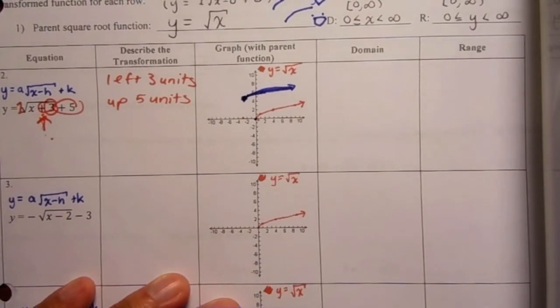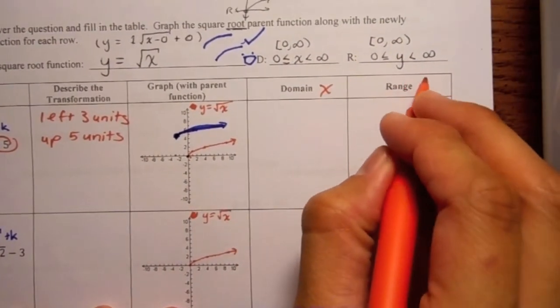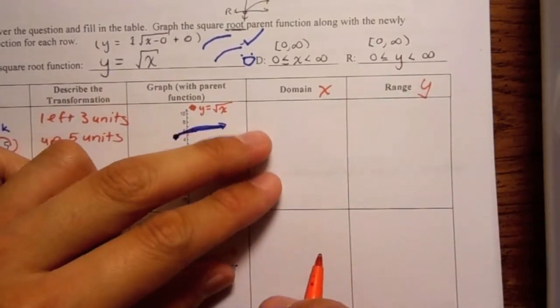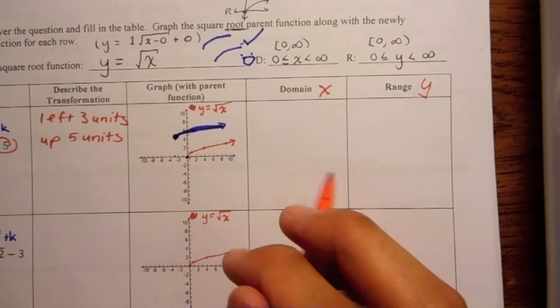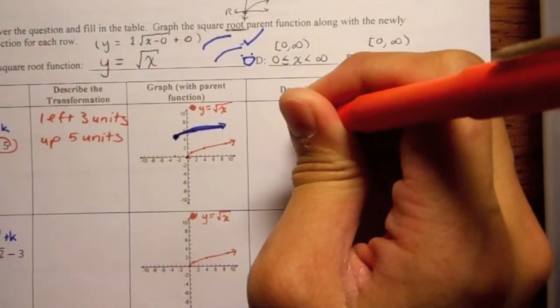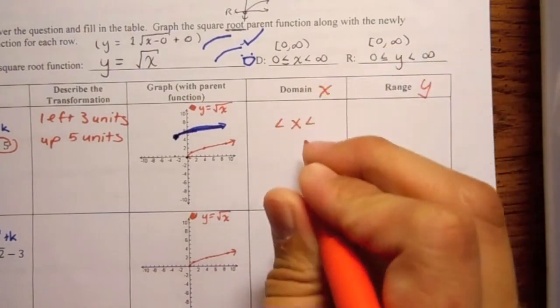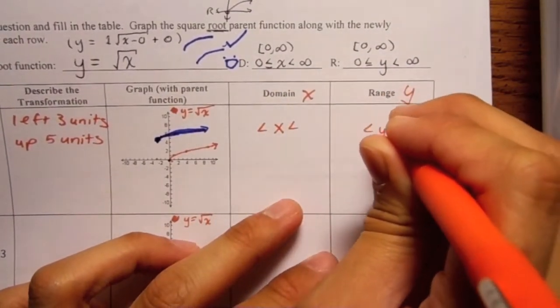Next, we need to find the domain and range. Domain, remember, is your x values, and range is your y values. So I'm going to set this up two ways, in interval notation and in inequality notation, so that you can be familiar with both formats. In the inequality notation, we use x is in between two things, and then for the range, we use y is in between two values.